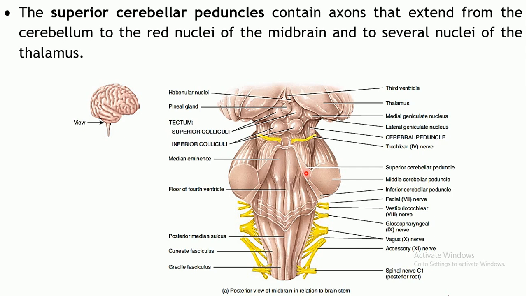So the superior cerebellar peduncle mainly contains the axons that extend from the cerebellum to the red nucleus of the midbrain. Remember the red nucleus? The red nuclei are paired in nature, on either side, present in the midbrain. It appears reddish due to the lot of blood supply and iron containing pigments. It also relates to the several nuclei which are present in the thalamus. So these axons are also passing through the superior cerebellar peduncles.